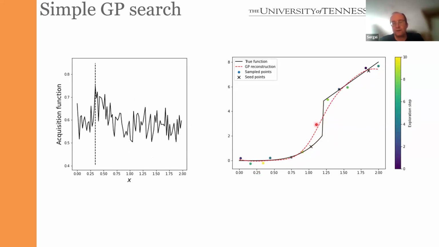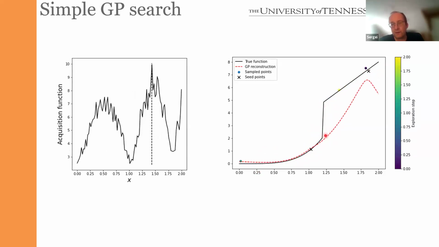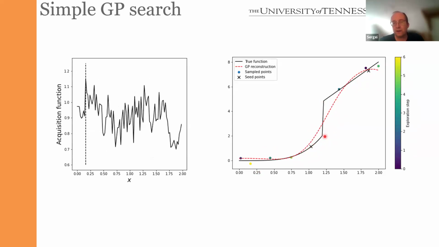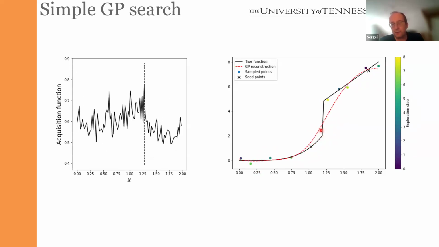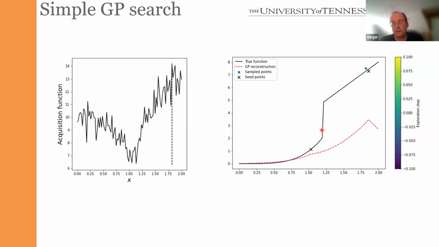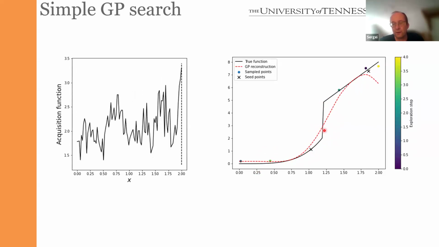So the trick here is that our ground truth function has a jump. And the jump is a problem for the classical Gaussian process, simply because a jump means that here the correlation length in the kernel is very, very small.